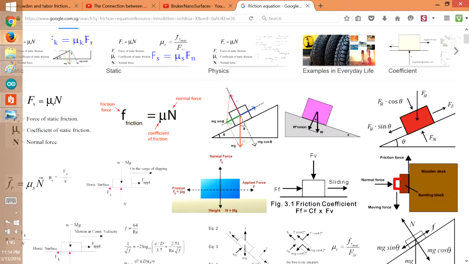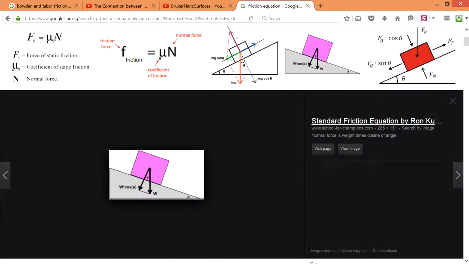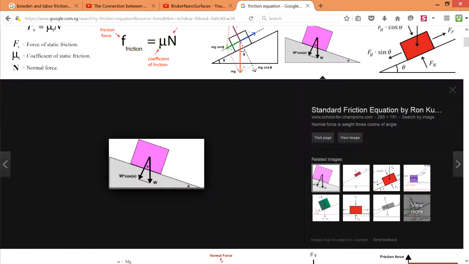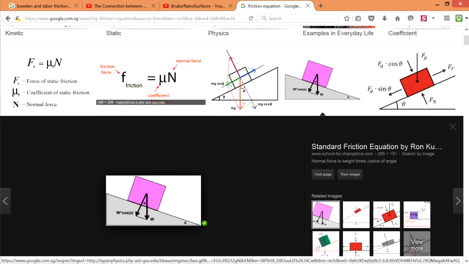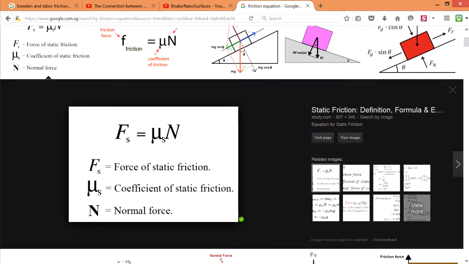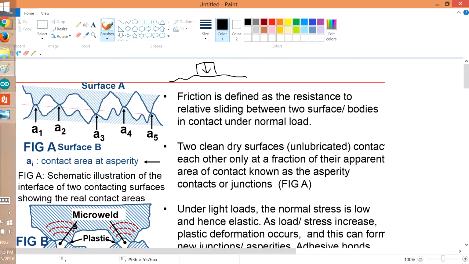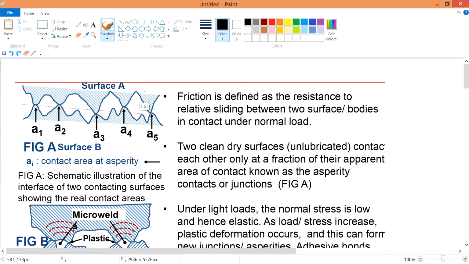So I actually searched for it, and you can see the W is the normal force. The equation for friction is this one. I'll not go into details. This is a static friction to a certain extent. I don't know whether it is applicable for our case, but never mind.